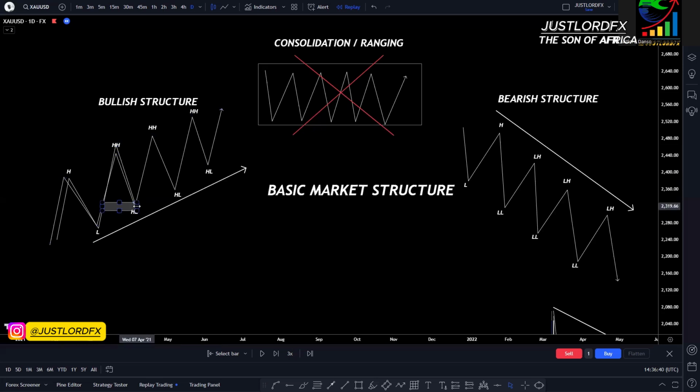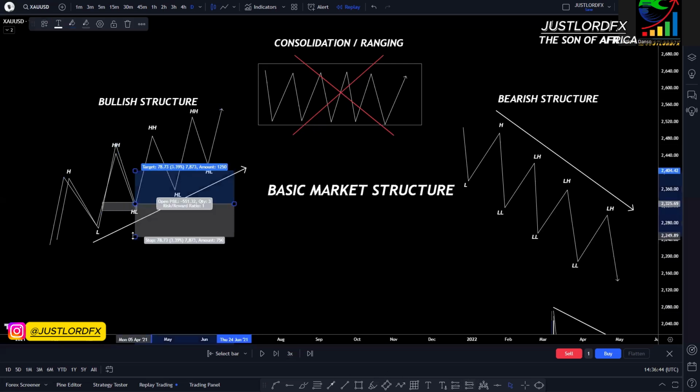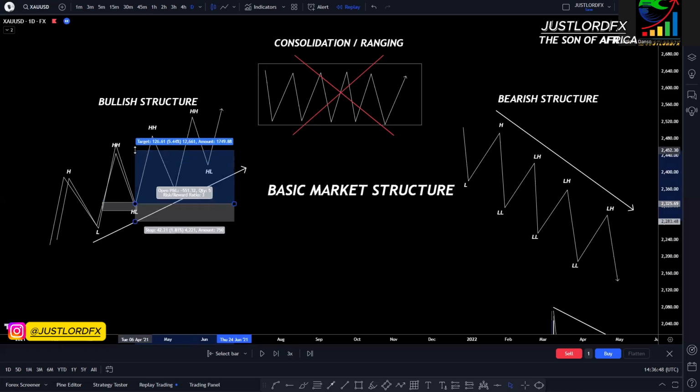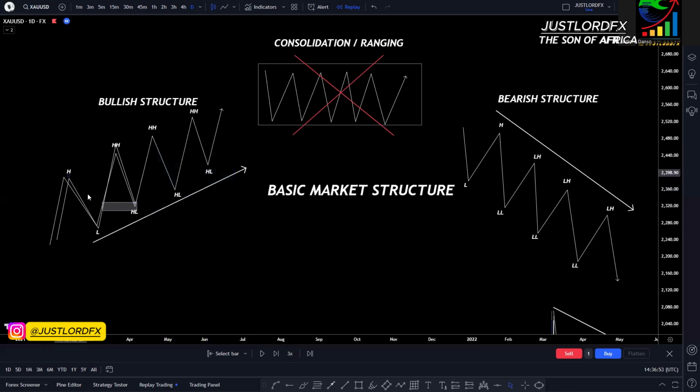The market is now in an uptrend. So I'll pick my buy order from here, put my stop loss below, and target this higher high. So we have high, low, higher high, higher low, higher high, higher low, higher high, higher low, and higher high. This signifies that the market has a bullish market structure, which means the buyers are in control of the market. And as I said, the consolidation prints equal highs and equal lows.